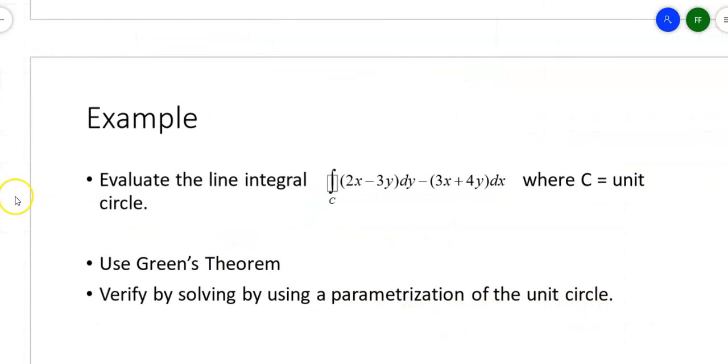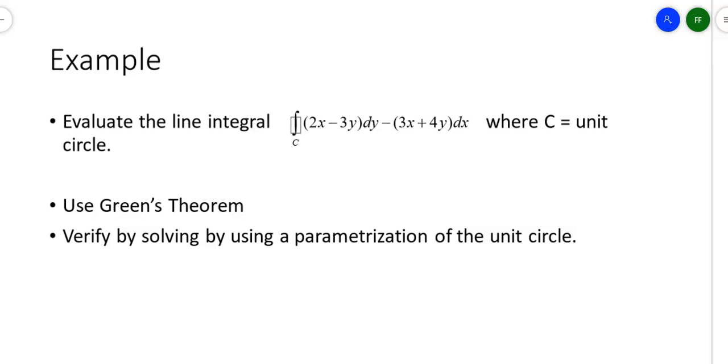Suppose you had this integral over here, integrating over a closed curve of this thing.